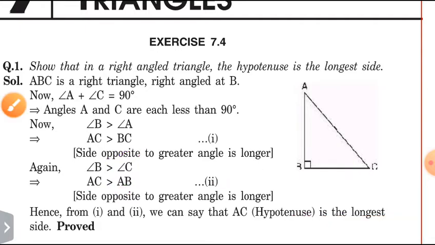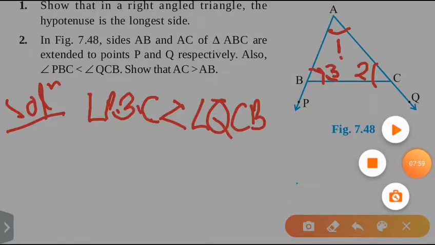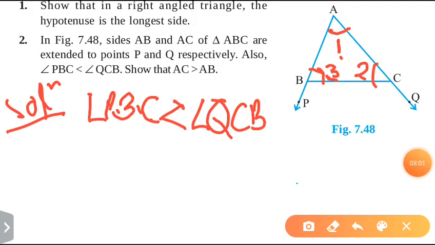If you look carefully at equation number 1 and equation 2, you can see that AC is greater than AB, and AC is greater than BC. Hence, AC is the greatest side among these all. So we can say that the hypotenuse is the longest side. Now move to the next question.